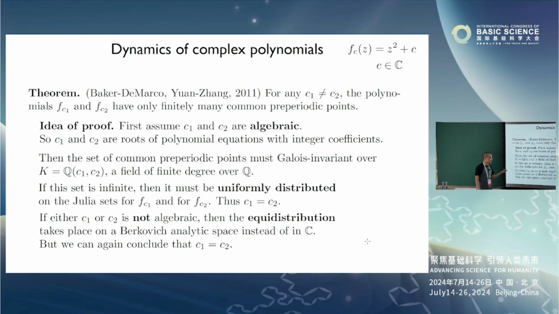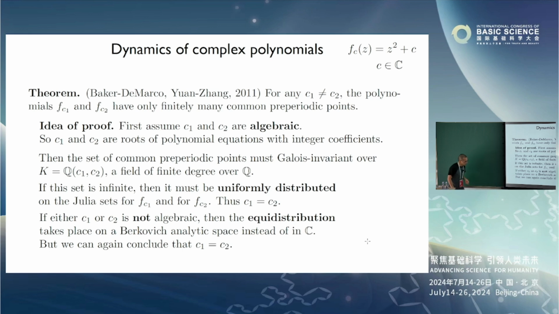And a long time ago we already mentioned that if for these 2 polynomials the Julia set is the same, then the parameters should be the same. Okay. So the idea is that if there are infinitely many overlaps, then they will equidistribute to the Julia set for both C1 and C2. And if the Julia set is the same for these dynamics, then C1 must be C2.